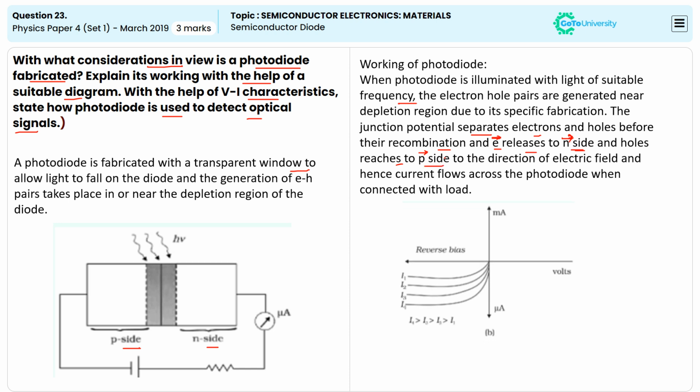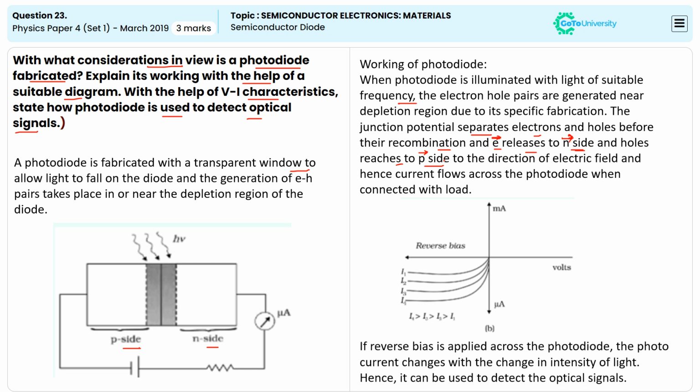And with reverse bias applied across the photodiode, so here it is in the reverse direction, the photocurrent changes with the change in the intensity of light. Hence, it can be used to detect the optical signal. So in this way, we can detect optical signals.